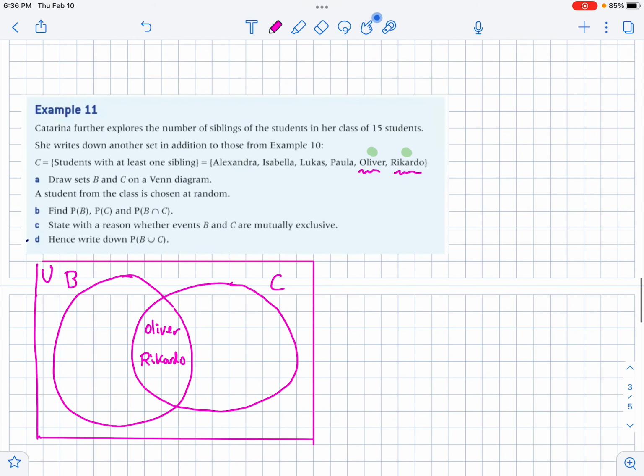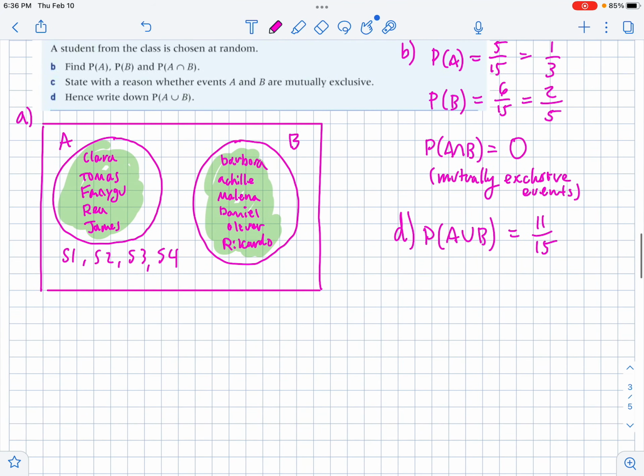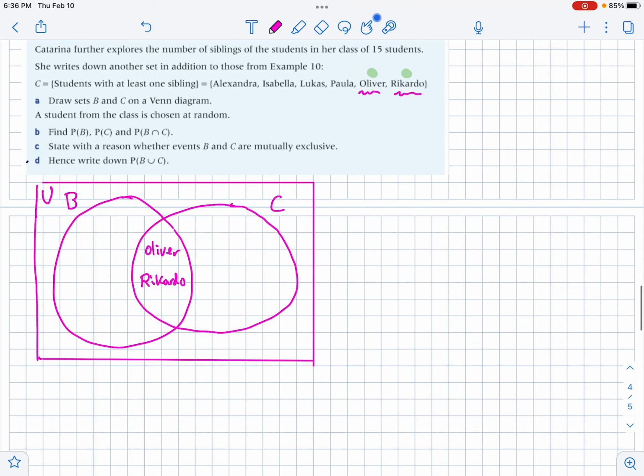Then people that were in Group B that weren't part of Group C, if you look up here, are everybody else. Barbara, Akil, Melina, and Daniel. Now, people that were in Group C that aren't in Group B are these new people here. Alexandra, Isabella, Lucas.